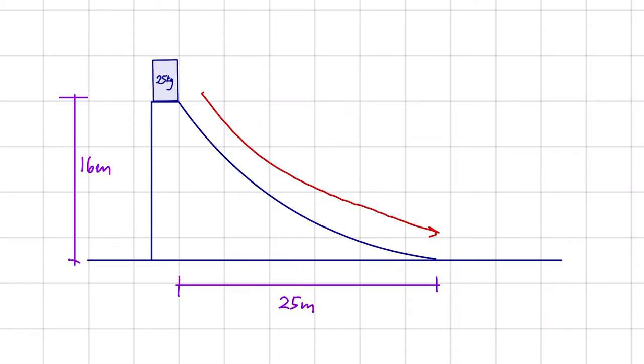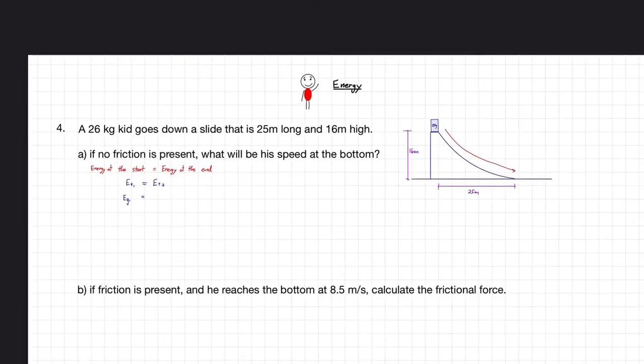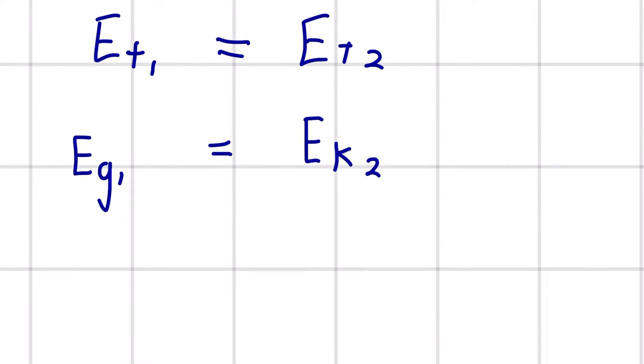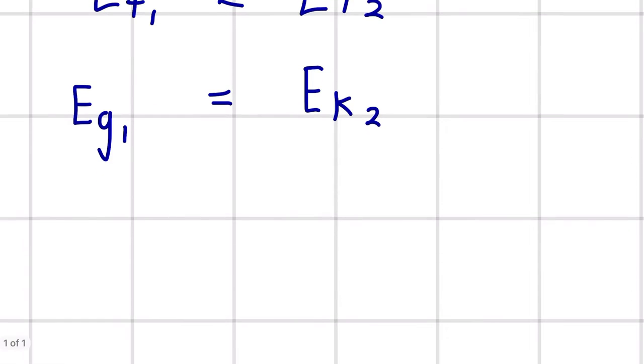So as he comes down this slide, his energy is slowly getting converted from potential gravitational energy to speed, till at the bottom he's got no more potential energy and it's all speed. So we can write that like this. So at the end, it's going to be kinetic energy. That's the energy related to movement. So it's going to involve his speed. So energy potential is equal to energy kinetic at the end.